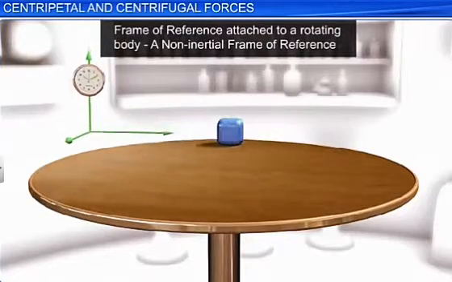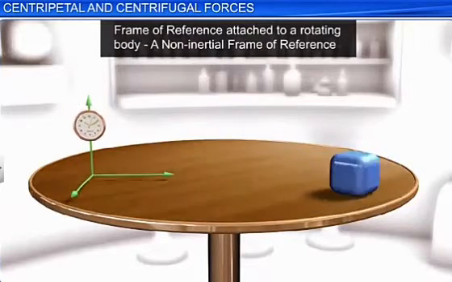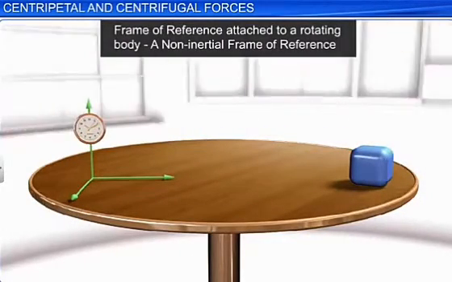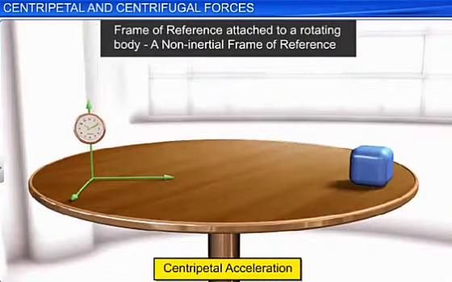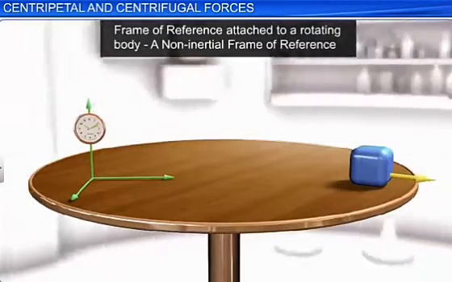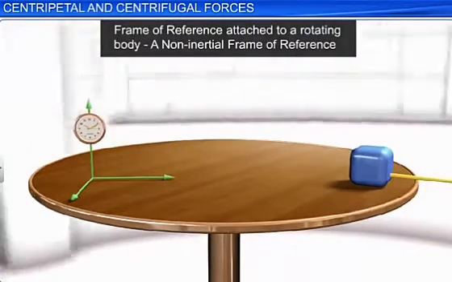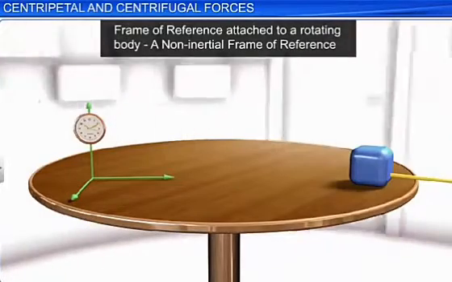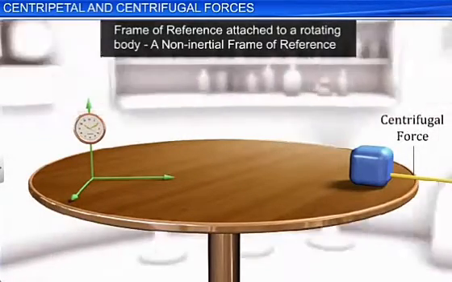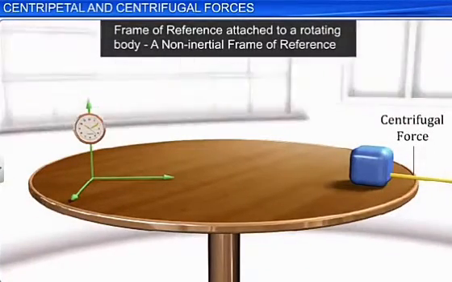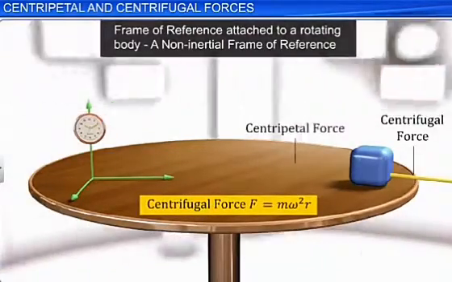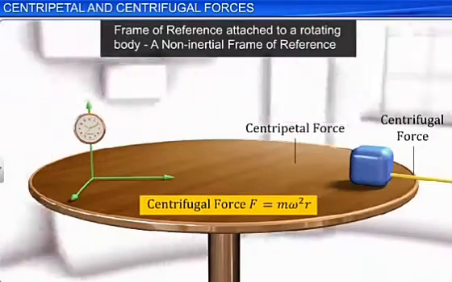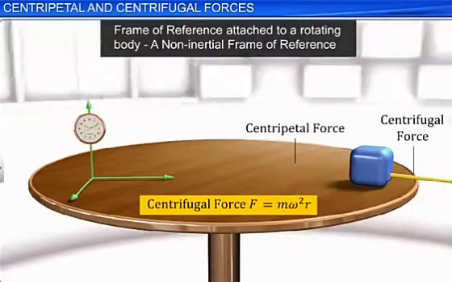A frame of reference attached to a rotating body is also a non-inertial frame of reference because of its centripetal acceleration. The pseudo-force associated with a rotating non-inertial frame of reference is called centrifugal force. The magnitude of centrifugal force is equal to that of centripetal force and is equal to m omega square r.